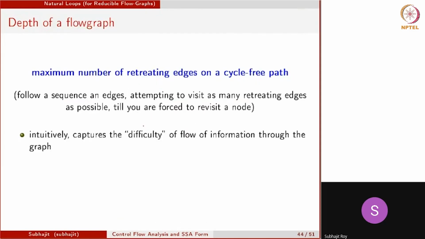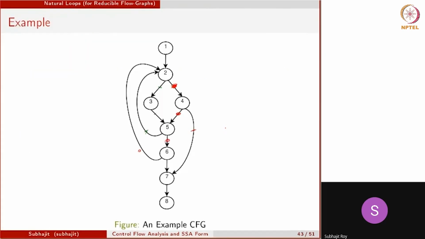Okay, sounds good. So why is this an interesting concept? Because in some sense, it captures the difficulty of information flow. It says how difficult it is to flow information, because retreating edges are always a problem: you are trying to flow information in the forward direction, but then the retreating edges force you to start flowing information in the backward direction. Because you have flowed the information backward, whatever information you had flowed has changed, so it is required to flow that information again. And again, because of this back edge, you will need to flow it backwards. That creates a problem in computing solutions over the flow graph.